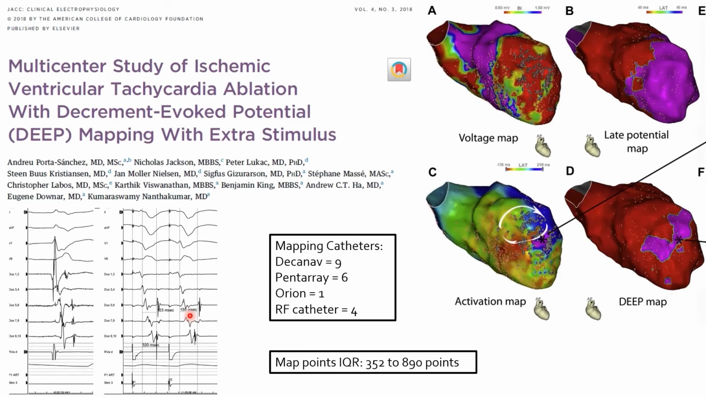In this study, 20 patients were recruited and 16 patients underwent multipolar mapping and 4 patients point-by-point RF mapping. And you can see the point density wasn't huge, up to 890 points for these maps.